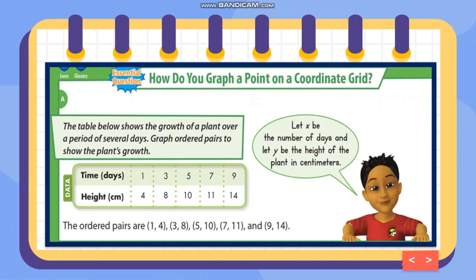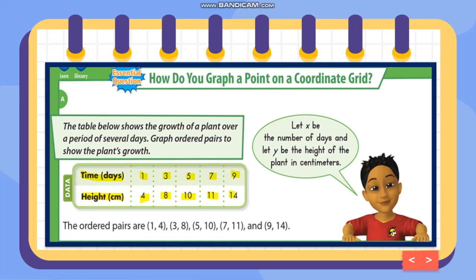How do you graph a point on a coordinate grid? So the table shows the growth of a plant over a period of several days. Graph ordered pairs to show the plant's growth. So these are the data. We have the time, which is referring to the number of days, and we have the height, which is referring to the centimeters. On 1 day, 4 centimeters. On 3 days, 8 centimeters. 5 days, 10 centimeters. 7 days, 11 centimeters. And 9 days, 14 centimeters.